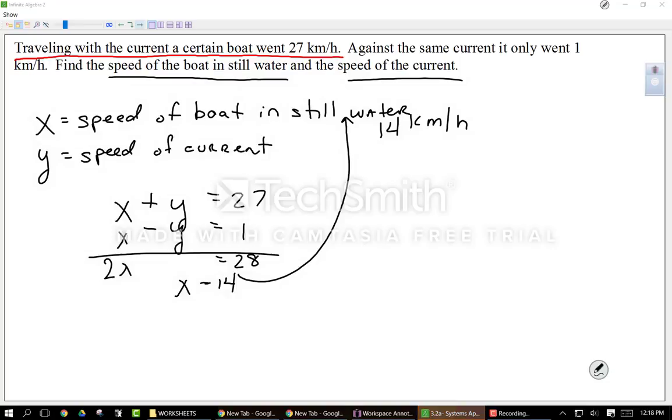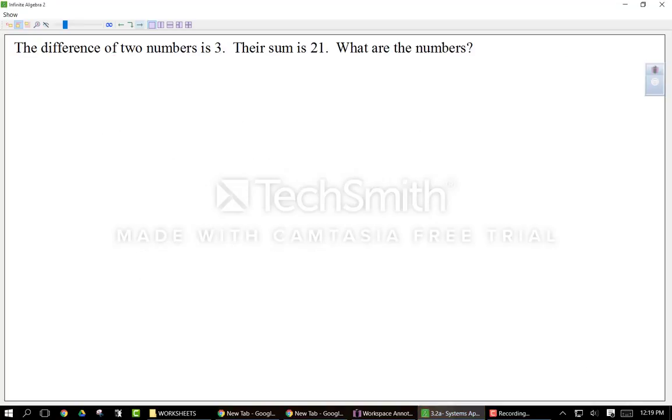That's how we measure the speed in this problem. Kilometers per hour. You need units on these values. Well, then I got to find my value of y. So let's use the first equation up here. 14 plus y equals 27. Y equals 13 because I subtracted the 14. So that 13 is the speed of the current because I said that's our value of y. Well, so it's 13 what? Kilometers per hour.